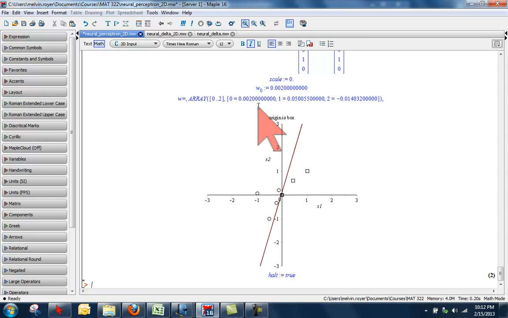W0 is 0.002, W1 is 0.0501 approximately, and W2 is about negative 0.0140. Alright, and that did seem to be a successful learn.